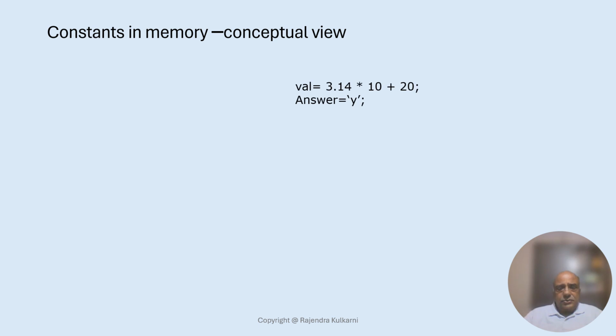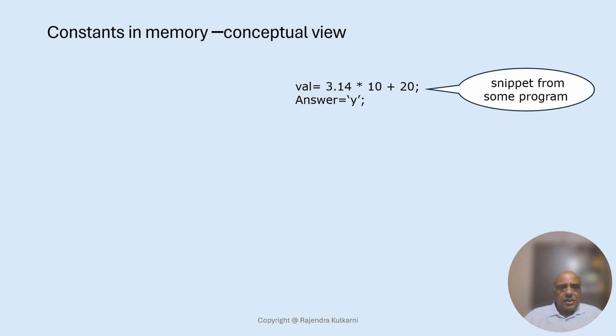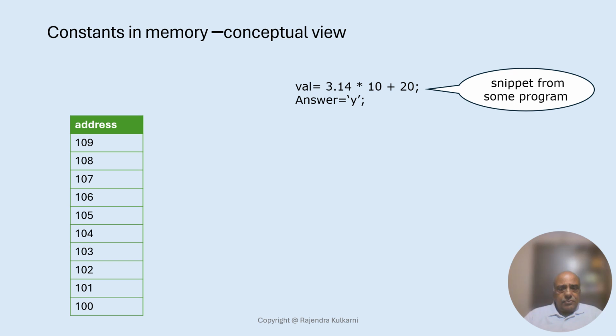How are constants stored in the memory? Let us take a conceptual view. Let us consider the same snippet which we discussed earlier. As we know, every byte in the memory has a unique address. Now in this conceptual view, the addresses shown here are 100 to 109, which doesn't mean that it should be the address every time. It is just an example.